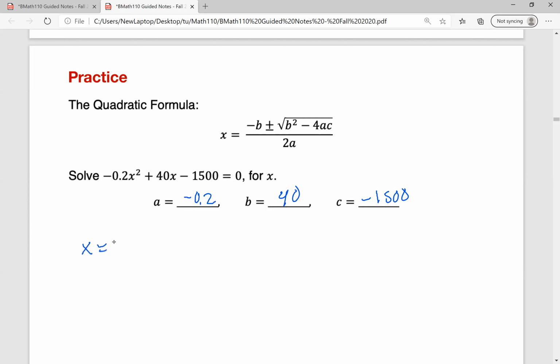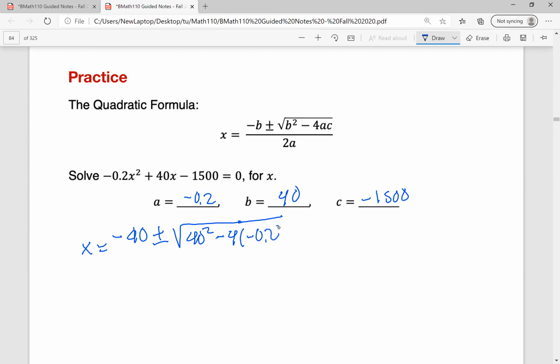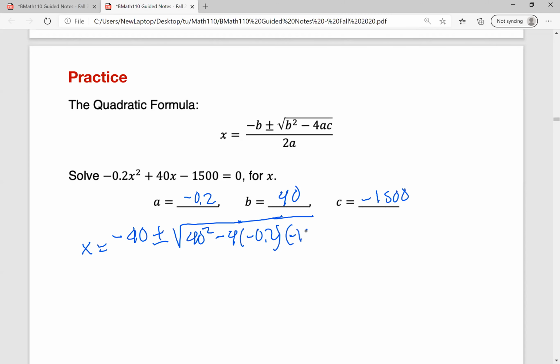So I have x equal to -40 plus and minus the square root of 40 squared minus 4 times a times c. A here is negative 0.2, and c here is negative 1,500. And now I divide by 2a.